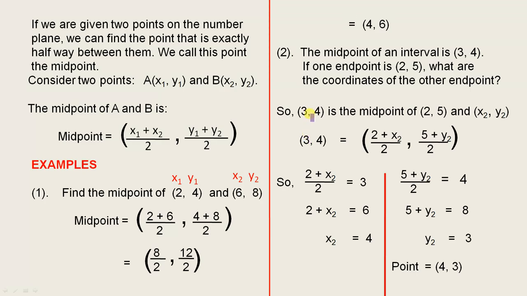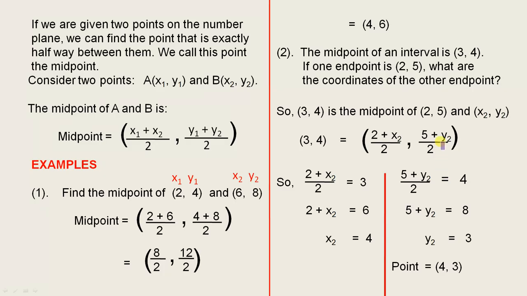Because if that's the midpoint, then if we take the two endpoints, 2 plus x2 over 2, to give us that first value, we have that equation there. So 2 plus x2 is 6, so x2 must equal 4. So one of the endpoints has the x-coordinate of 4.